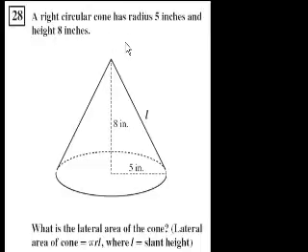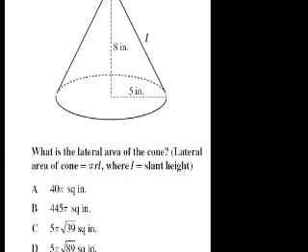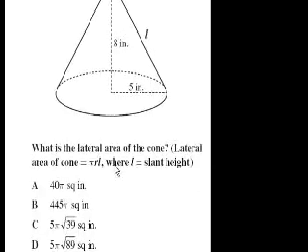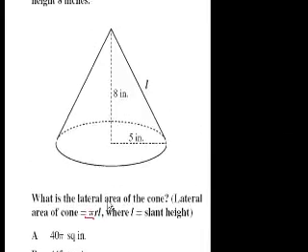A right circular cone has radius 5 inches and height 8 inches. Fair enough. They've drawn it for us. What is the lateral area of the cone? Lateral, good, they gave us a definition. Lateral area of a cone is equal to pi times r times L, where L is the slant height. So we know what r is, right? They give us r. R is 5. So we just have to figure out what the slant height is, this L.